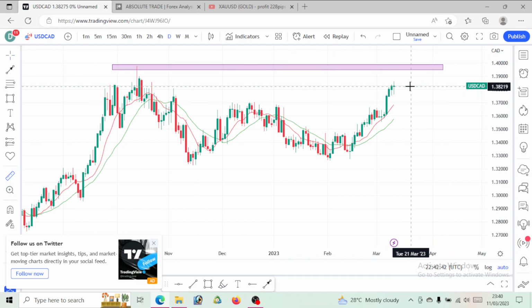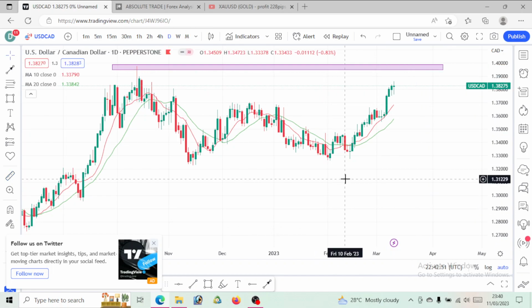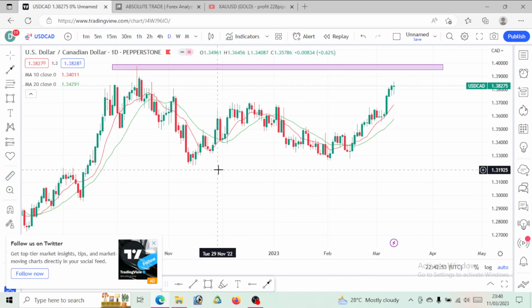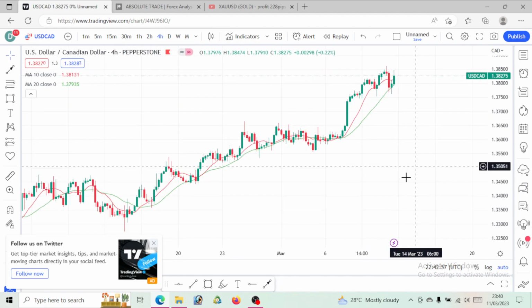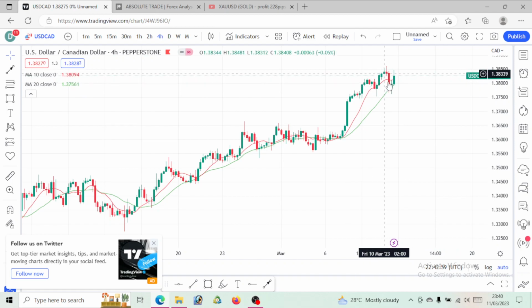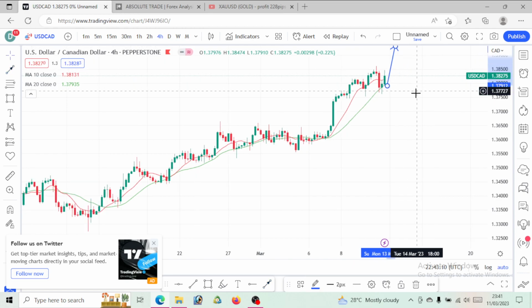Let's see if you can have about 70 to 100 pips bullish move. That is what I'll be watching out for, probably 70 to 100 pips bullish move before price drops. Now, on the 4-hour time frame, there's kind of a correction or a pullback that has come to tap our 10 period simple moving average, and dropped to tap our 20 period simple moving average. I expect a rejection, getting USD CAD to go bullish.